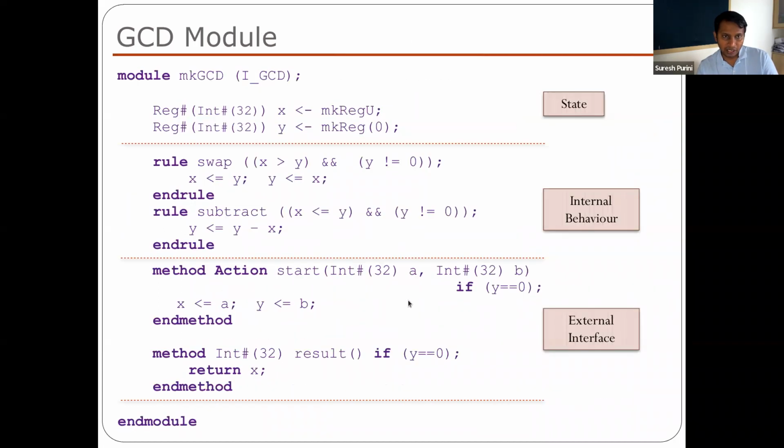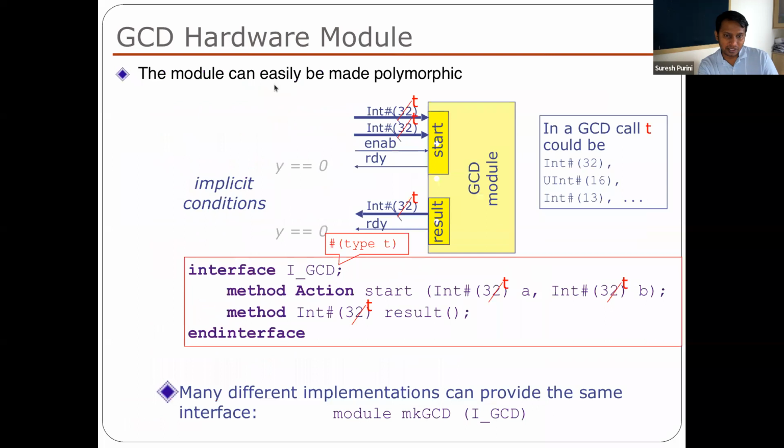And we have seen there is this I_GCD, an interface. This module implements this interface, and this is the interface definition, and we can have a parametric interface. We can have parametric designs, so that the same parametric design can be used to instantiate different kinds of modules, just like the way we work in STL.